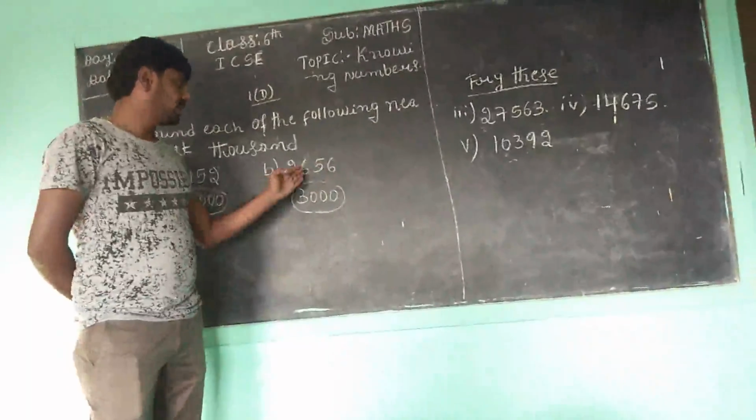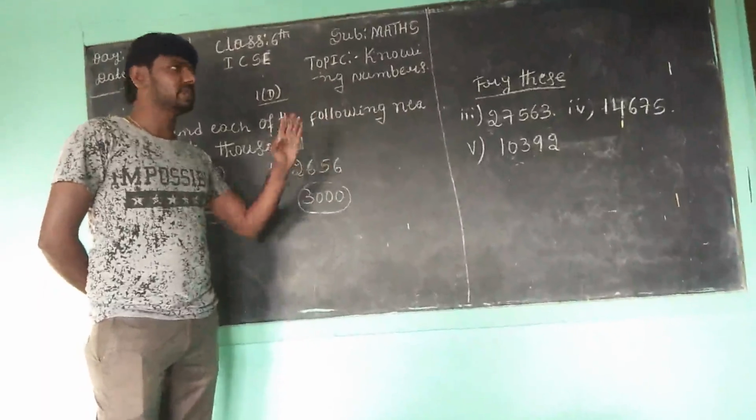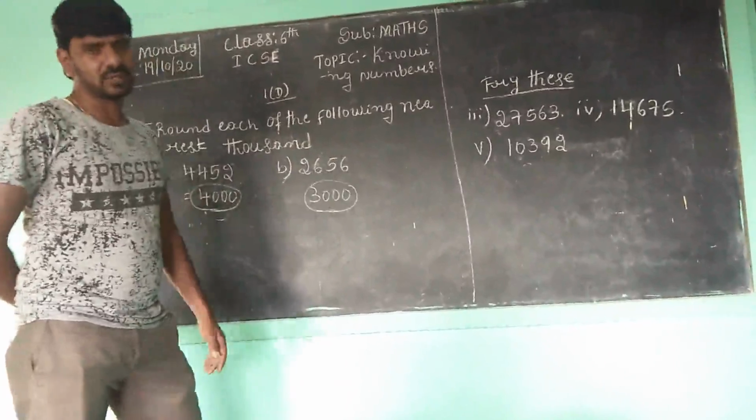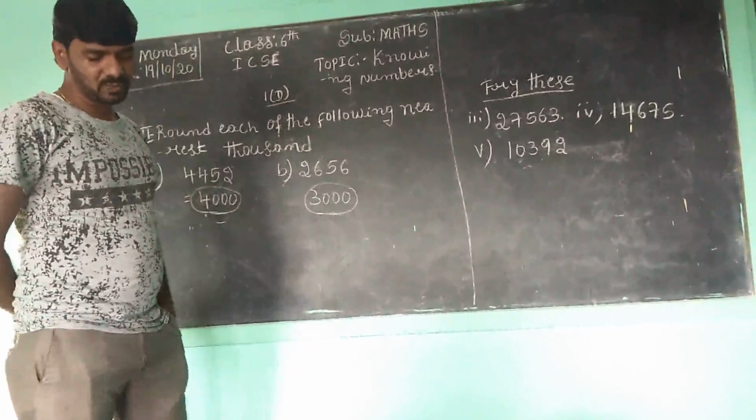2656. So here 600 is there. 600 is very nearest to the next 1000. That's why you want to take 2656 as very nearest to 3000. Any doubt, children here? No doubt.